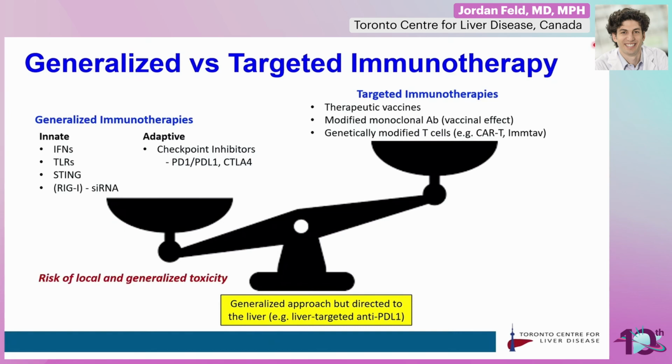Now, when you think about these, on the generalized side, the real risk is both local and generalized toxicity, and that's obviously what keeps us up at night when we think about immunotherapy, whereas probably the main risk of targeted immunotherapies is mostly a lack of efficacy. Of course, there's the possibility for unexpected events, but at least in terms of the immunological side of it, it's probably mostly just that they don't work, which isn't really a big deal.